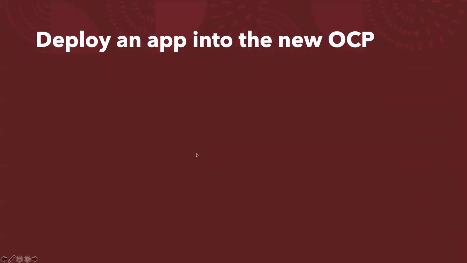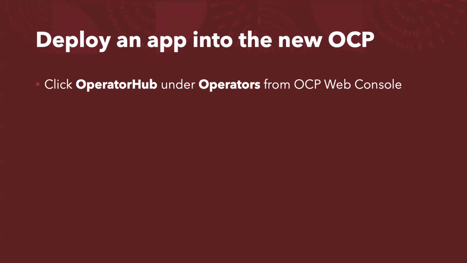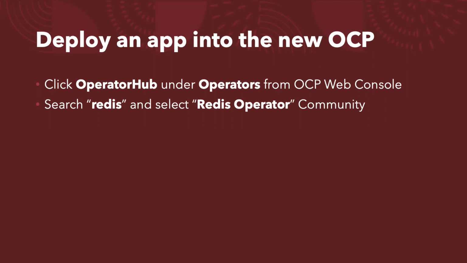While the web console is loading, let me come back to the slide deck to show you how to deploy an application into the new OpenShift container platform. From here, you log into the web console and click Operator Hub, which is under the operators in the OCP web console. From there, you can do a search. I'm going to show you how to deploy a Redis application. You go to the search bar, enter Redis, and select the Redis operator community version. From there, you can click continue and click install.